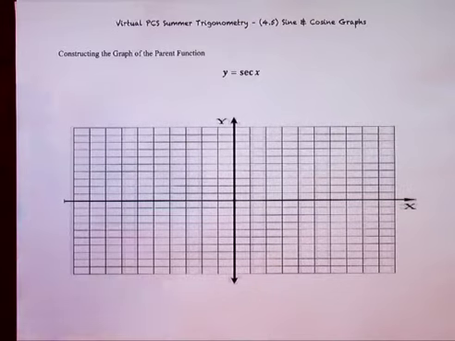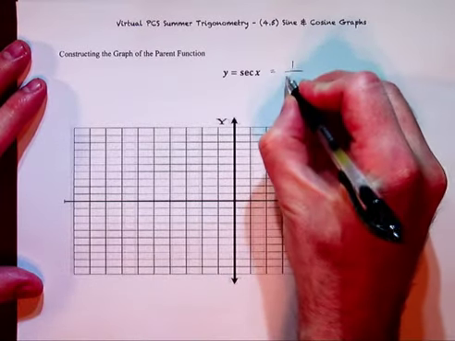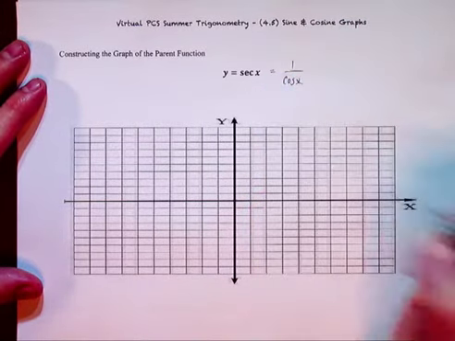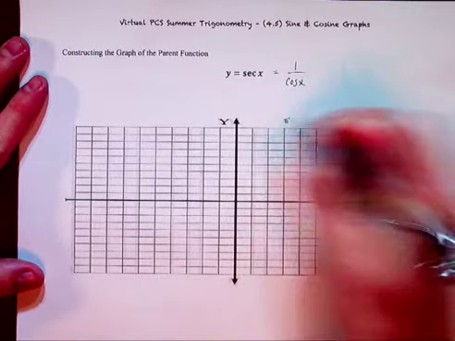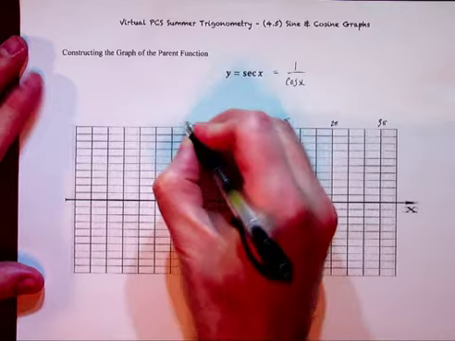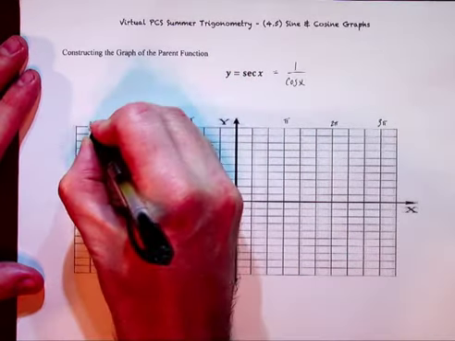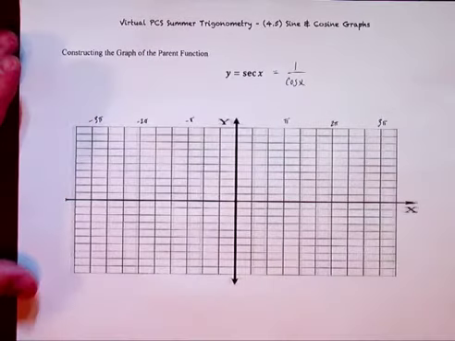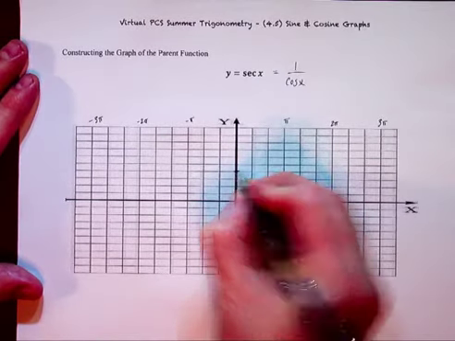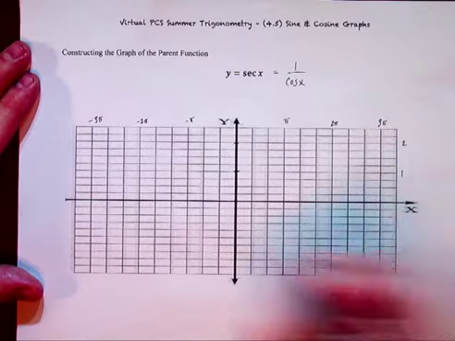Remember that secant is defined as the reciprocal of cosine. So let's go ahead and graph cosine the way that we're used to graphing cosine, and then we're going to take that graph and use it to construct our secant graph.